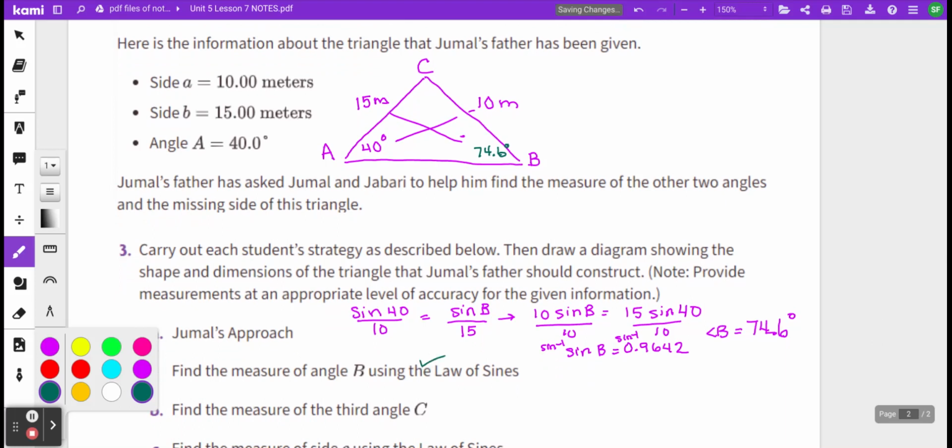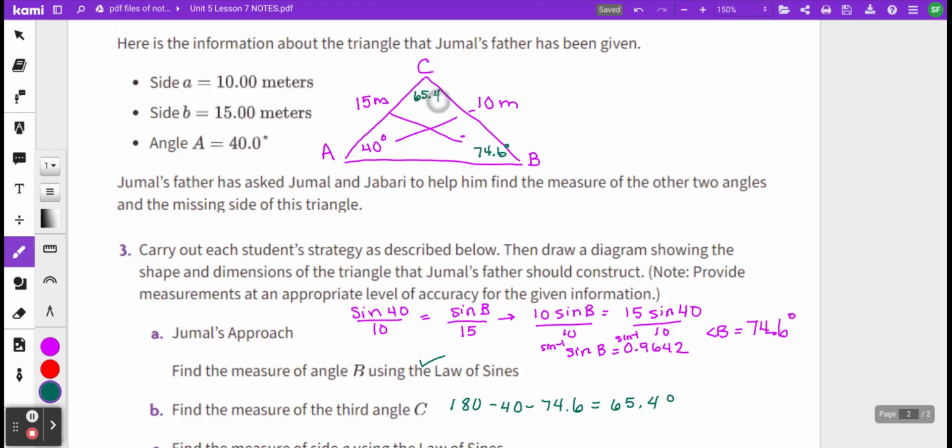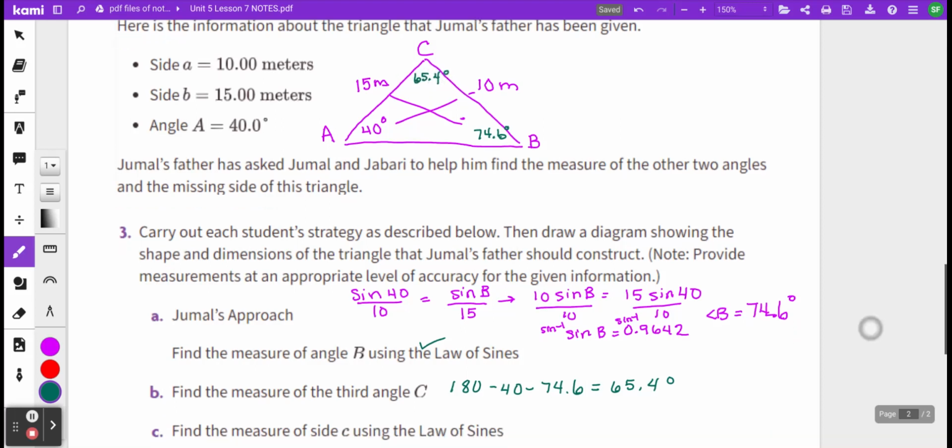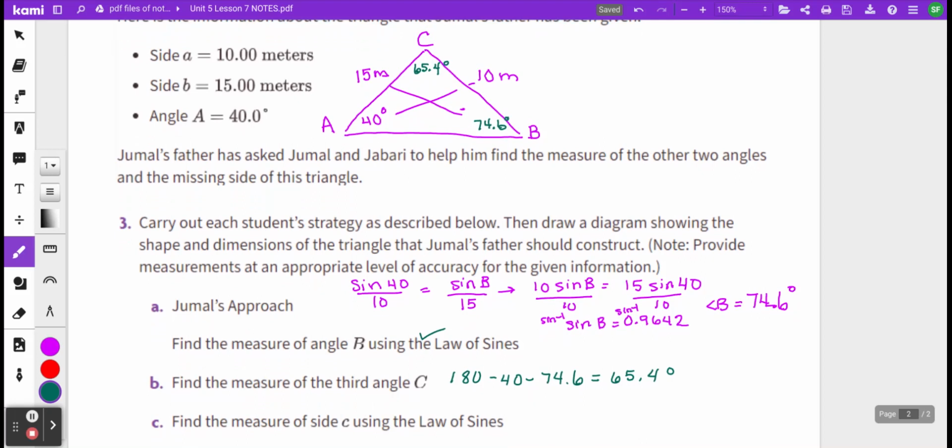Now we're going to find the measure of the third angle, which is pretty easy. We're going to go 180, because all angles of a triangle add up to that, minus 40, minus 74.6, and we're going to get 65.4 degrees. I'm going to write that in there. All right, so now we need to find the side C using law of sines.